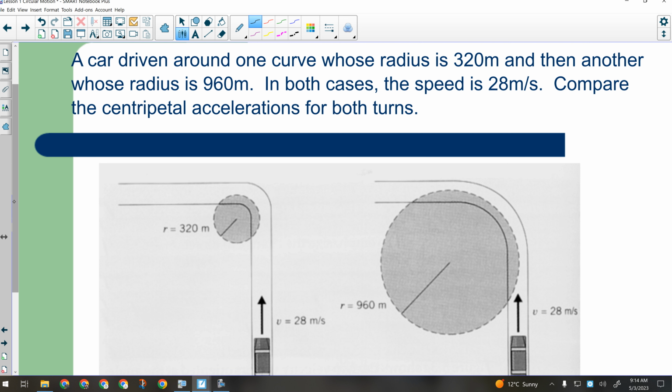In both cases, we're moving at a velocity of 28 meters per second. So for this first one, the centripetal acceleration would be v squared over r, so that would be 28 squared divided by 320.